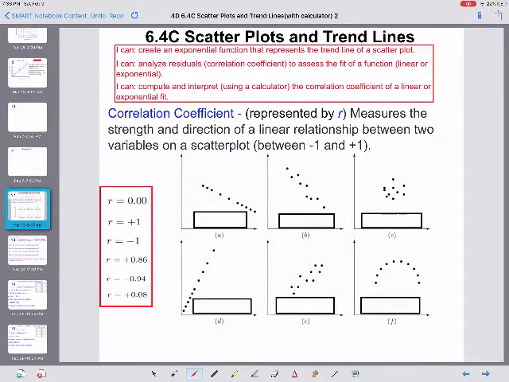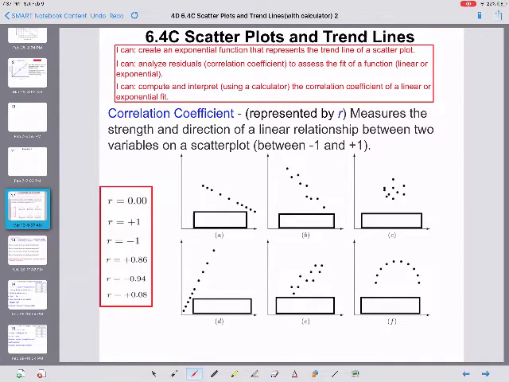Alright, so in this lesson we're still going to be talking about scatter plots and trend lines, but we're going to look a little bit more into the correlation coefficient and what the correlation is, and we're going to talk a little bit more about what all that plays in. So let's take a look at our I can statements.